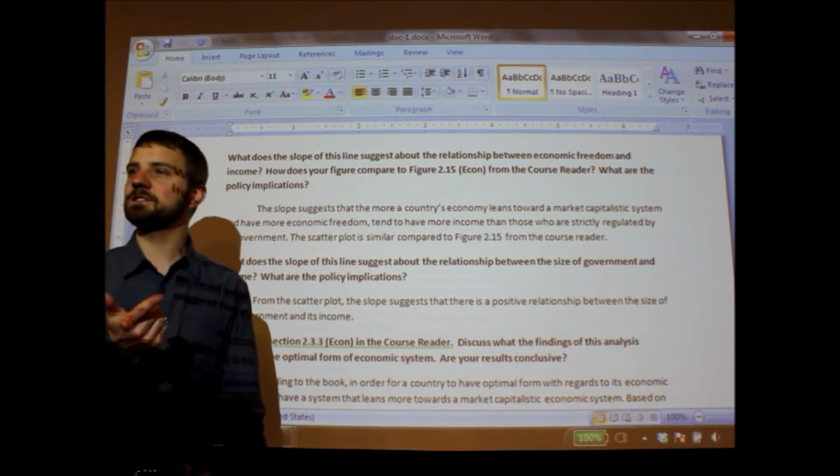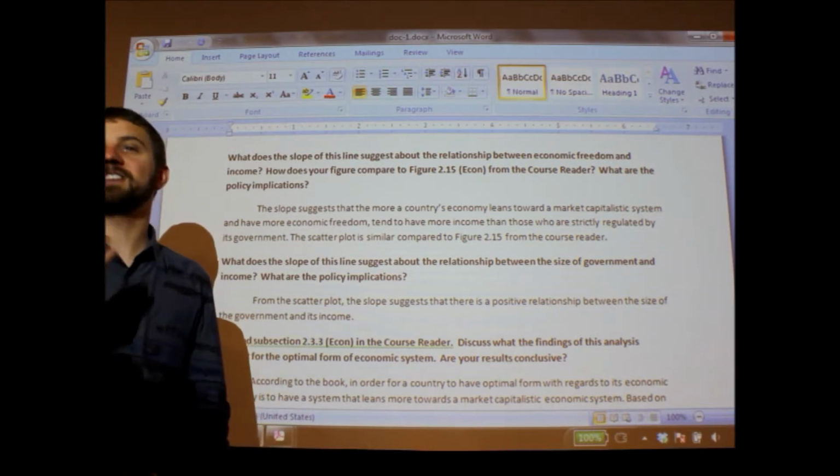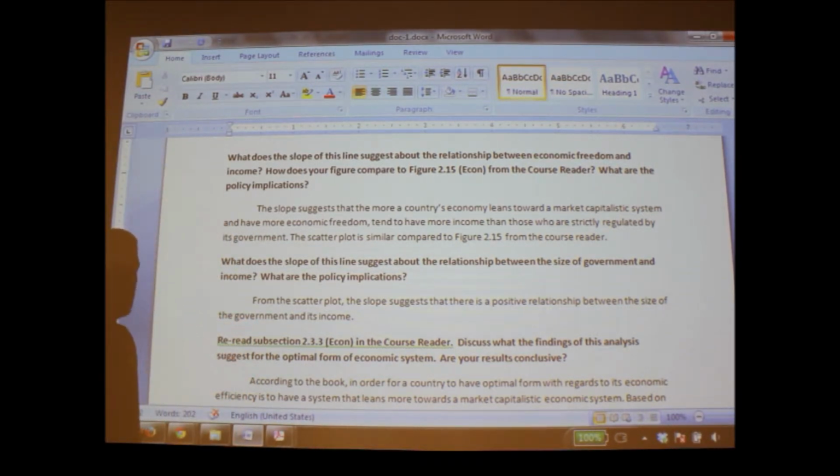What are the policy implications? Less regulation, more choice to entrepreneurs. That is a policy implication of our findings.